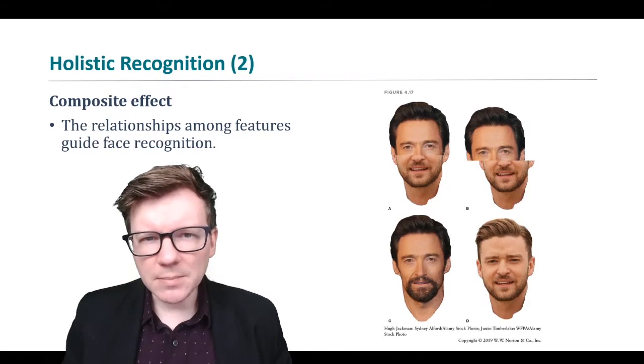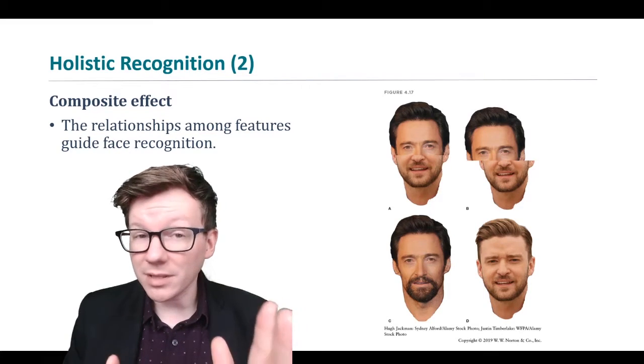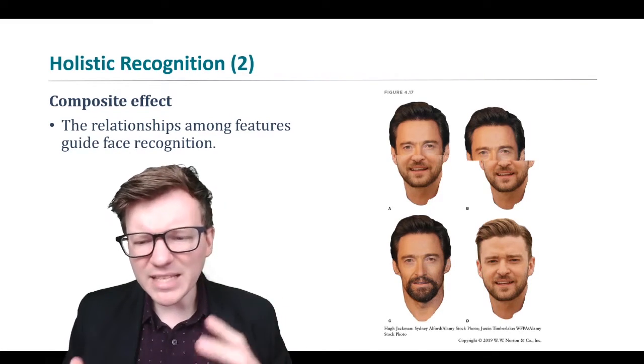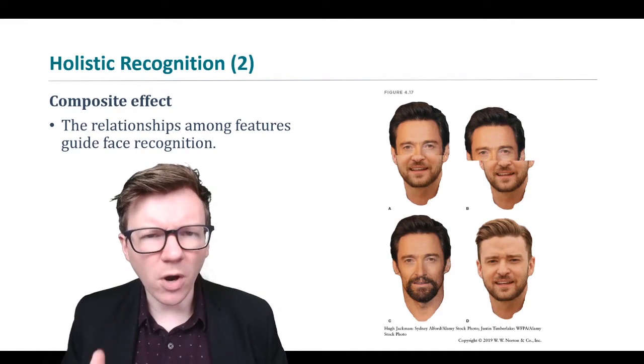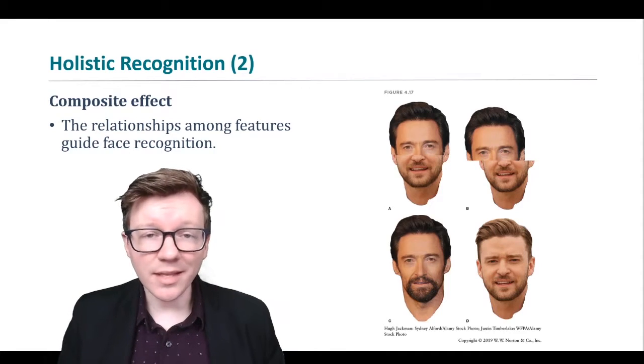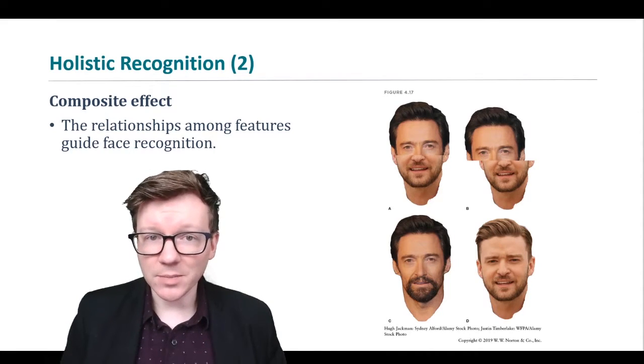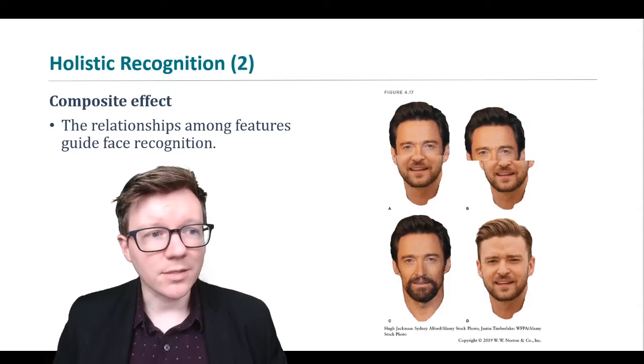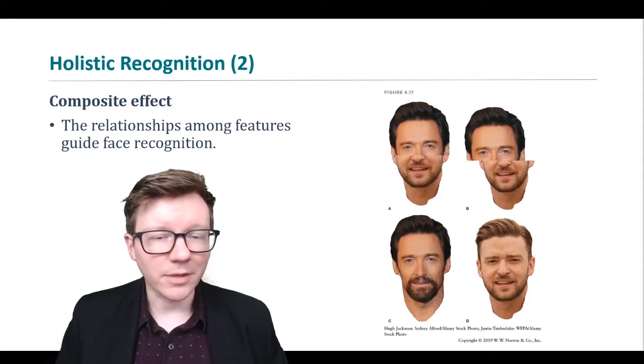So it seems like when two faces are put together in a way that evenly matches, but they are still two different faces, it messes with our holistic perception and we have a harder time identifying only the top half. And back when this study was done, they used faces that were easily recognizable. So in this case, it was Hugh Jackman and Justin Timberlake, back when they were relevant to anyone.